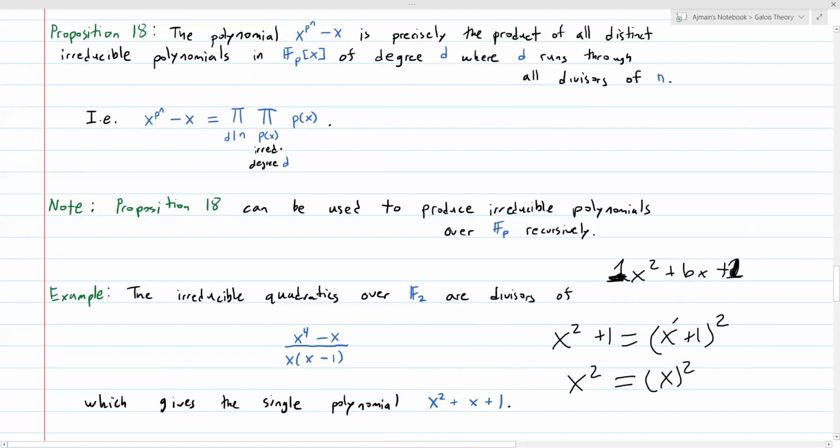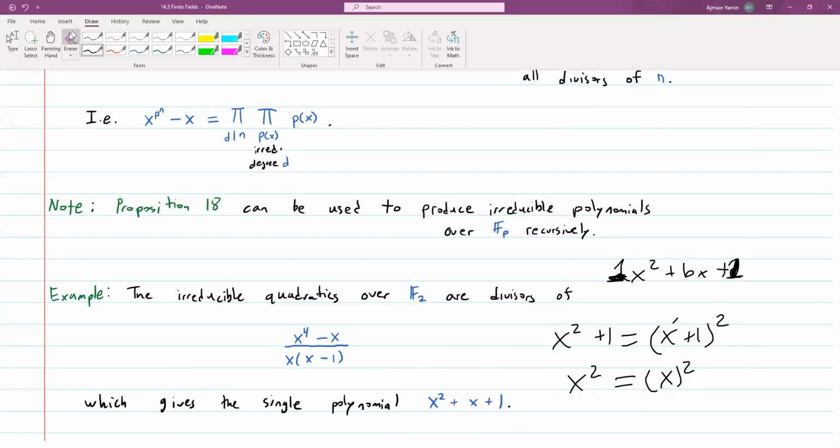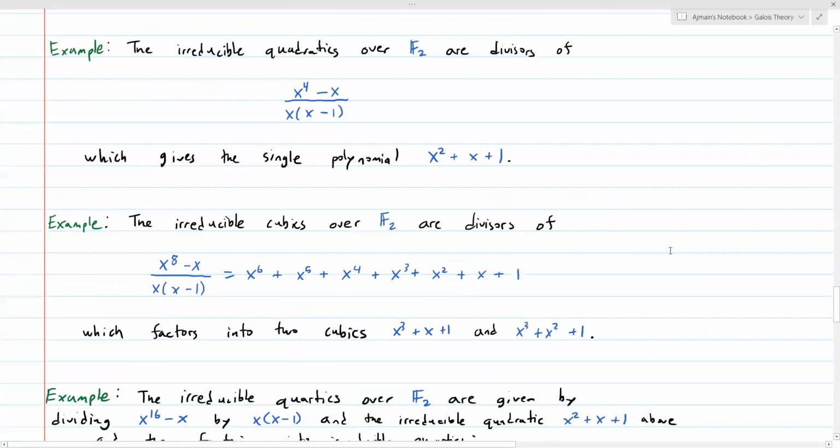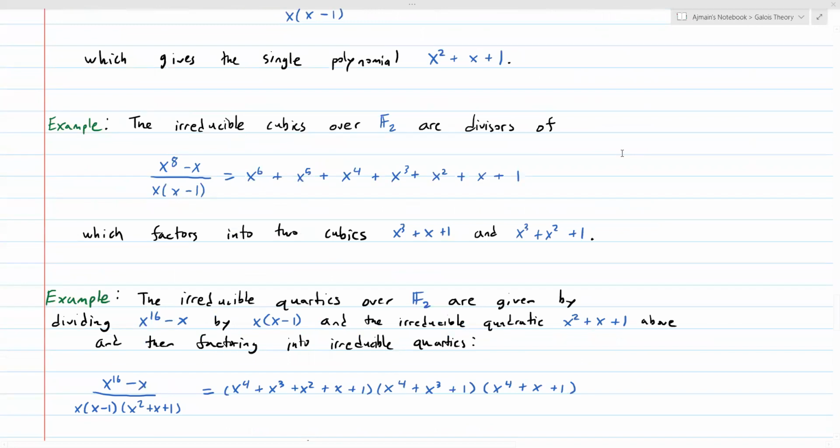So c has to be 1 as well, and now you only get 2 choices: either b is equal to 0 or b is equal to 1. If b is equal to 0, you get x squared plus 1, which is not irreducible. And b equals 1 is the single option that you have. So that's another way to test that there's exactly one irreducible quadratic over the finite field of 2 elements. But this is a more general process, and we can keep using it to get more ideas about what the irreducible polynomials over finite fields are. So let's continue the example.